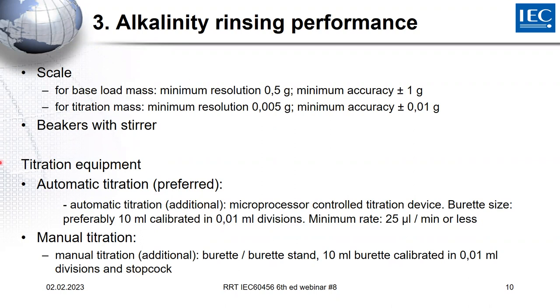And for the titration equipment, it's again written here that it's preferred if you have an automatic titration. It's easier. You have fewer errors if you do this titration with an automatic device. This usually gives more repeatable results. You can still do manual titration. It's still allowed. If your lab staff is trained well enough, it will give you also quite good results.